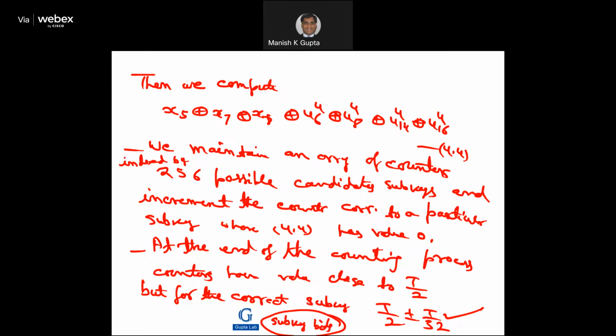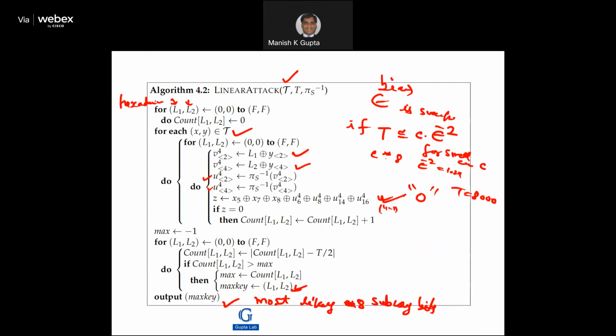I think I've given you this as a project, and this is the general algorithm, basically how we use it. L1 and L2 are the hexadecimal numbers here. Tau is the collection of pairs, T is the total number of pairs, and pi inverse is what we are trying to find out. You can just go through the whole algorithm. Finally, the output is the most likely 8 subkey bits that we can guess out of this process.